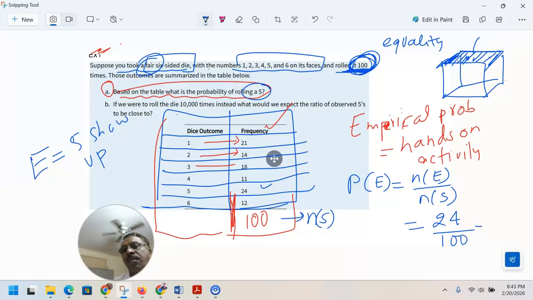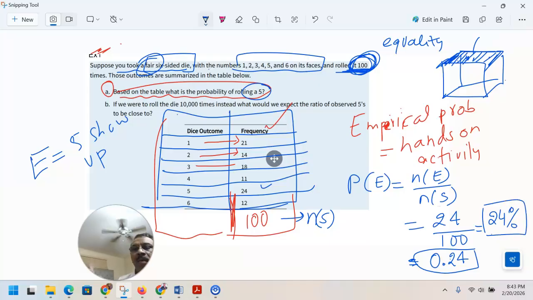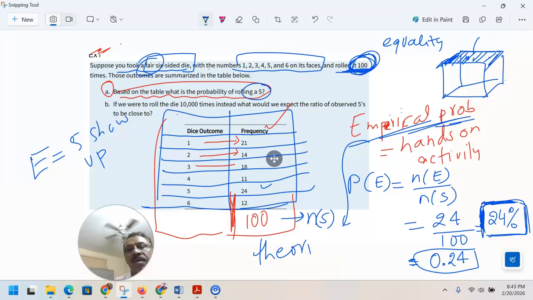And when you do this, what does this basically mean? It is 24%. Or you can write it also, probabilities have to be between 0 and 1, so it is 0.24. So this also is correct. This shows that for every 100, there are 24 times the 5 shows up. And this is called empirical probability. With this empirical probability, what is the theoretical?